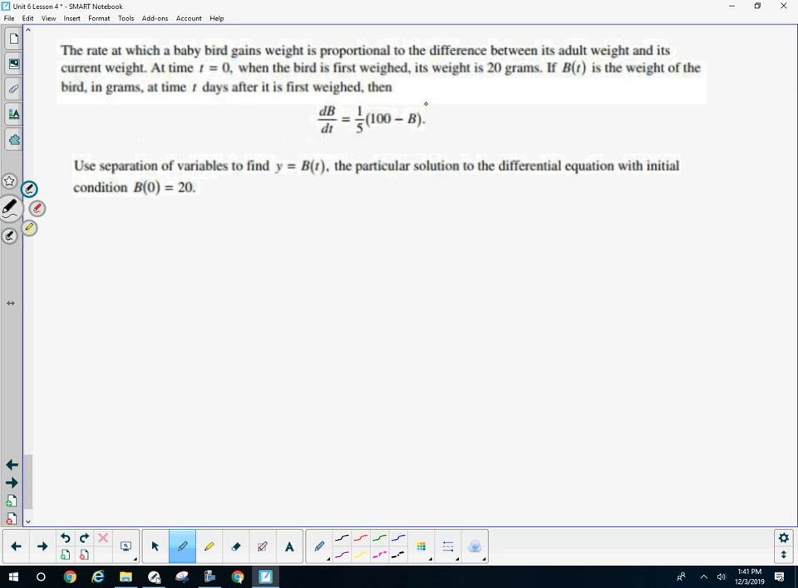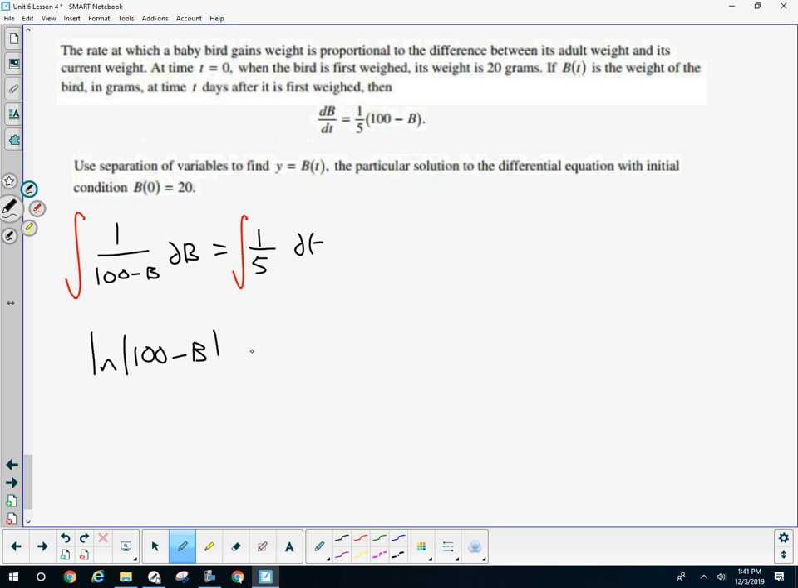Okay? You're probably ready to separate your variables. You have 1 over 100 minus B dB after you multiply both sides by dt. And you feel pretty confident about taking the antiderivative of both sides, but many of you will forget something. You forgot something. Many of you are like, yeah, right? It's just log absolute 100 minus B, because it's 100 minus B to the negative first. And then the right side is 1/5 t plus c. Nope. Close. Super close. But you forgot something.